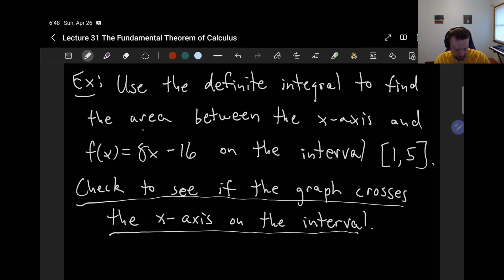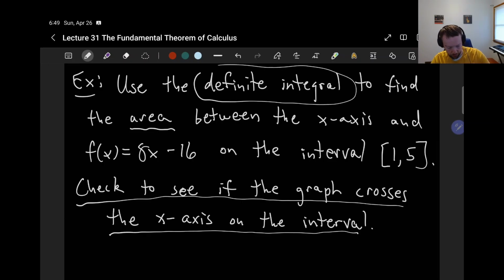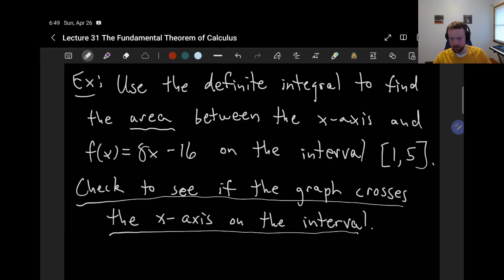So I'm going to underline that. I'm also going to underline this word area because those are key. So this might seem a little confusing. Why are we talking about the graph crossing the x-axis? Isn't area and the definite integral, aren't those the same thing? And I've been kind of talking that way, but there's a slight difference, actually. The definite integral counts area below the x-axis as negative.